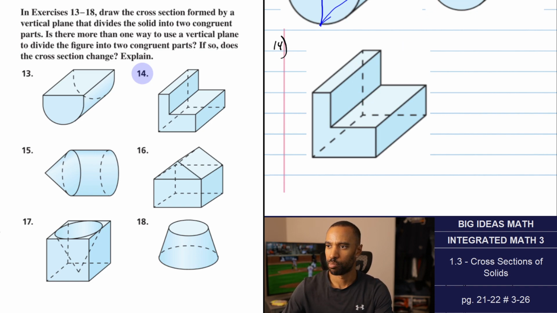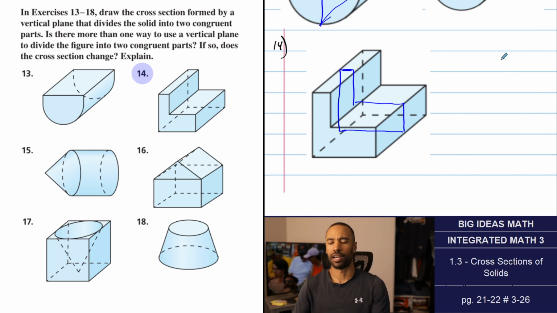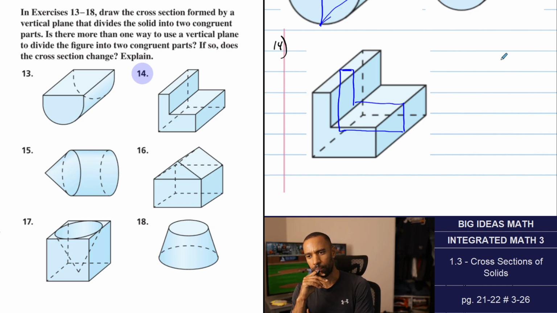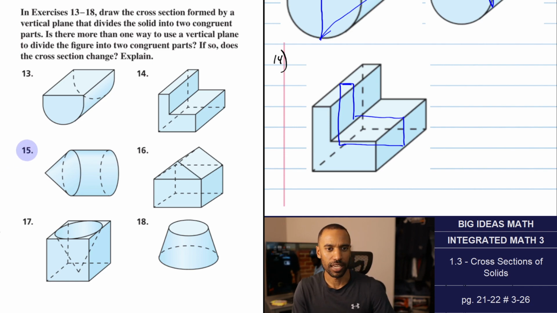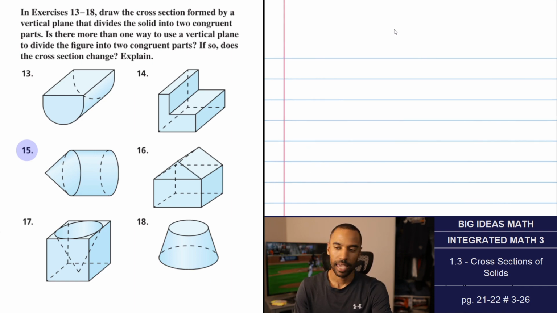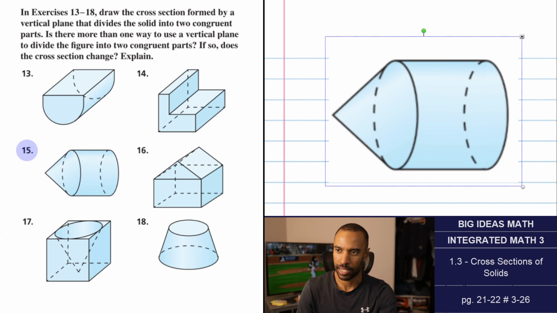This, where's blue? Cutting this way like that, right, would maintain congruency, and this would be the cross section of it. So this side is congruent to that side right there. There's no other vertical one I can see that would maintain congruency of the 2 objects. So I think that's the only one on number 14. They're not asking for the name and the shape, so that's all I'm going to do on that one. Number 15, as far as a vertical cross section goes, I can really only see one that I can imagine here.